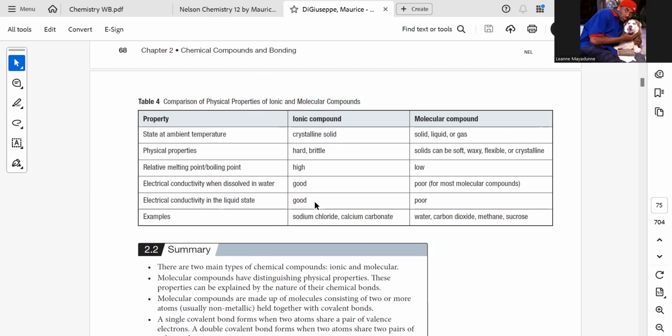an ionic compound is good, whereas a molecular compound is poor. I told you that when ionic compounds are in a molten state, they are good conductors of electricity. Examples of ionic compounds are sodium chloride and calcium carbonate, and for molecular compounds, you already know water, carbon dioxide, methane, sucrose.